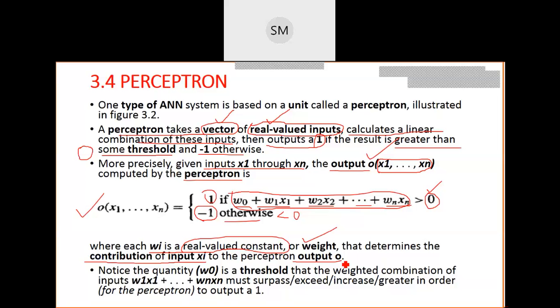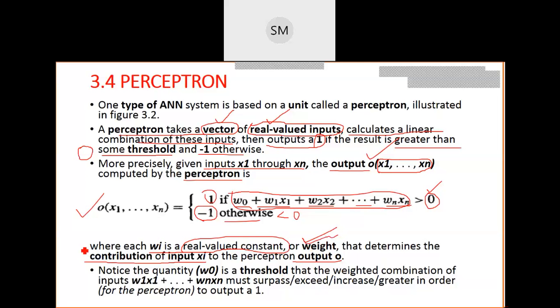For example, in your final year project, the external examiner will usually ask what your contribution in the project is, which module you worked on, and whether you did the report and documentation. So these are our contributions, right? Similarly here, the degree to which each input contributes to our output O will be measured in terms of these weights.